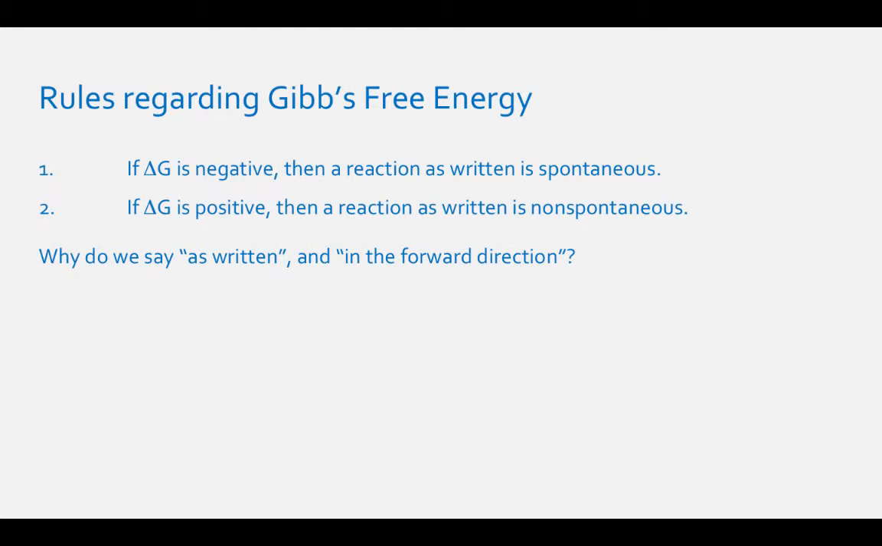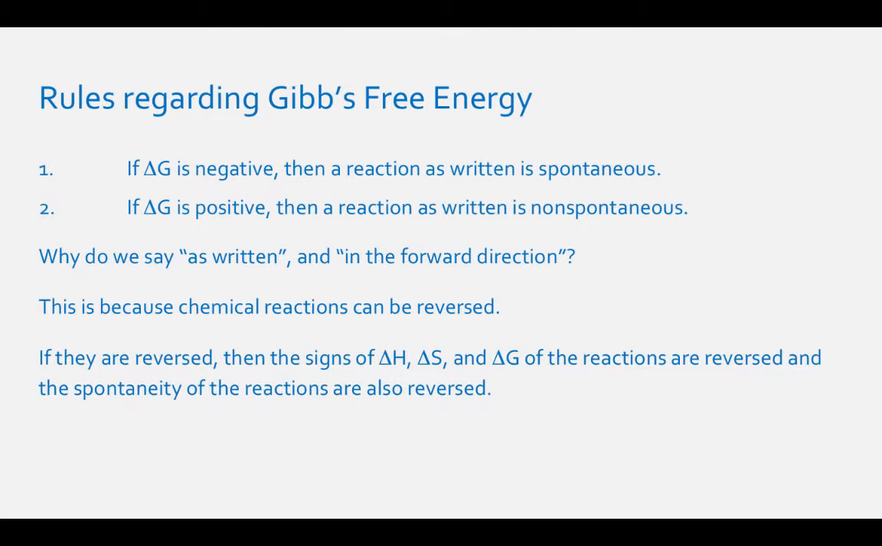Why do I keep saying as written and in the forward direction? This is because chemical reactions can be reversed. If they are reversed, then the signs of delta H, delta S, and delta G of the reactions are also reversed, and therefore the spontaneity of the reactions is reversed.